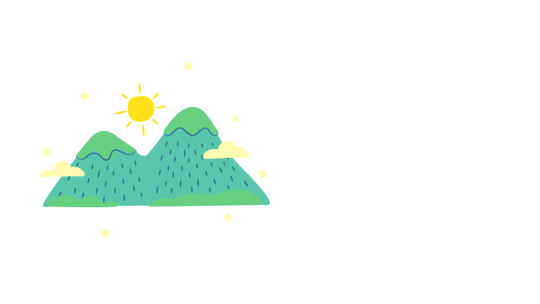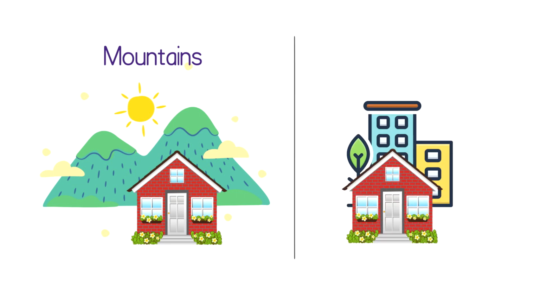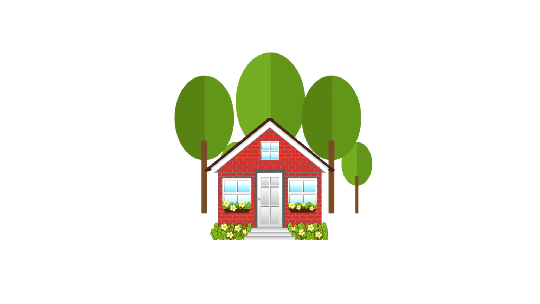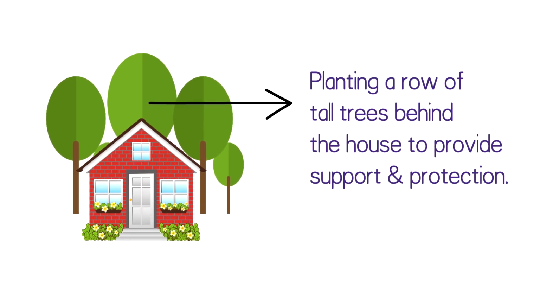A good feng shui layout needs to have strong support at the back. For example, there should be mountains or tall buildings behind the house. If in your case there are no mountains or tall buildings, then you can use trees to transform our feng shui environment by planting a row of tall trees along the back of the house to provide support and protection.